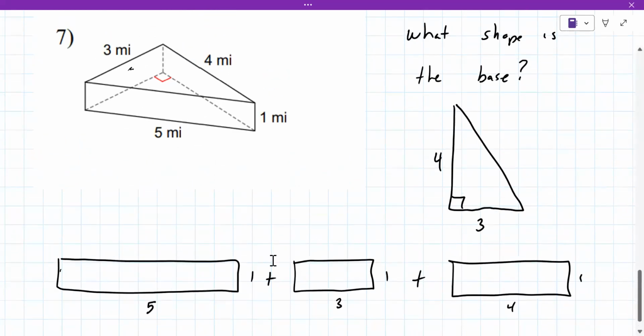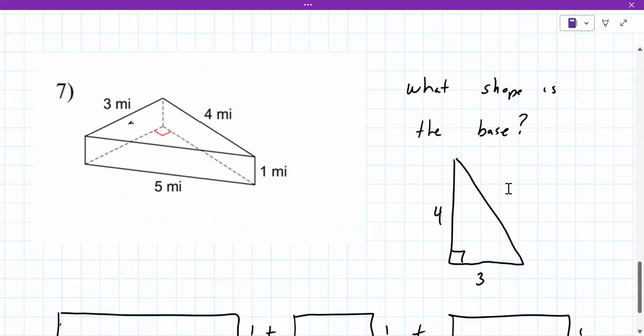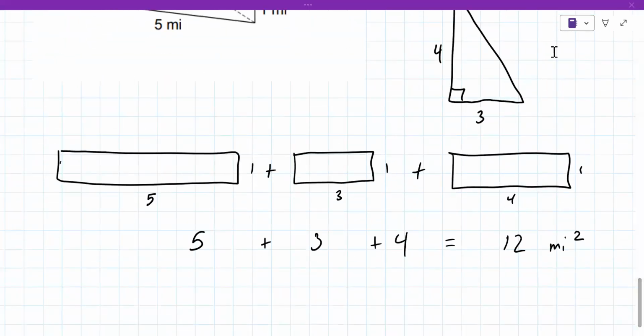And then for the surface area, you have to get the area of this triangle, this base. So this one's base times height divided by 2, and that should be on your formula sheet tomorrow, hopefully. 4 times 3 divided by 2, but there's 2 of those, so 12 plus 12 is 24. So it'd be 24 miles squared.